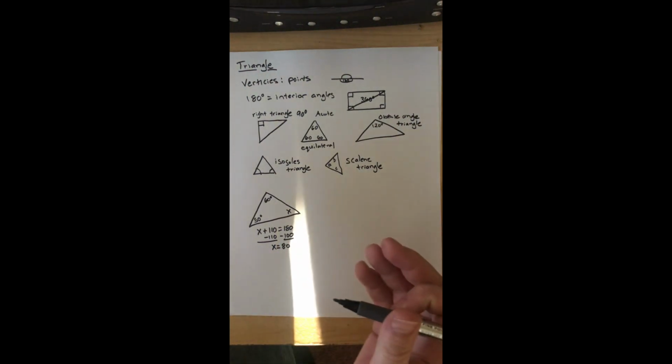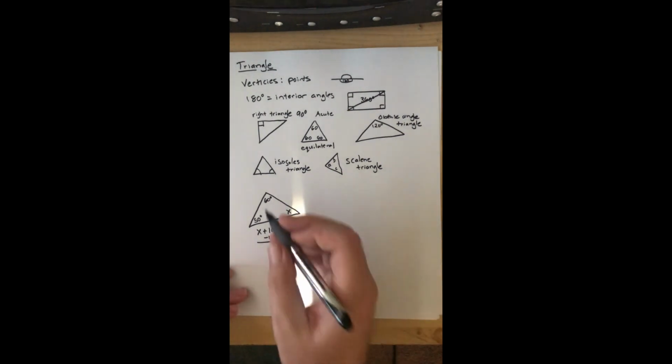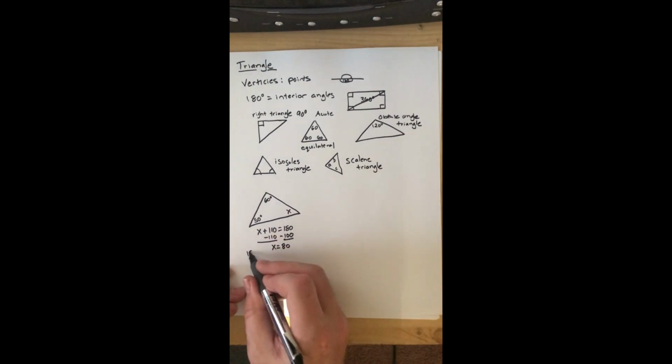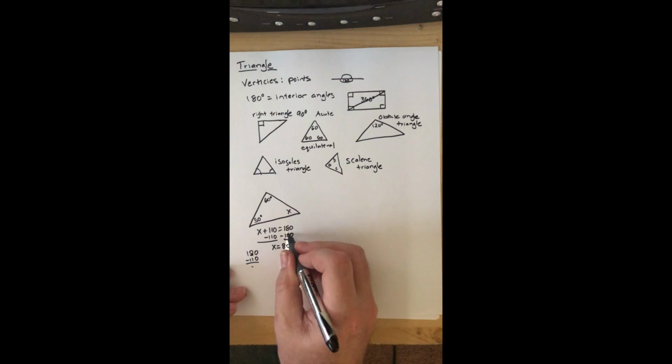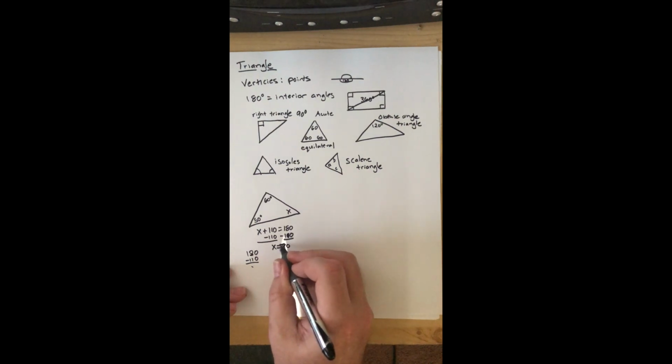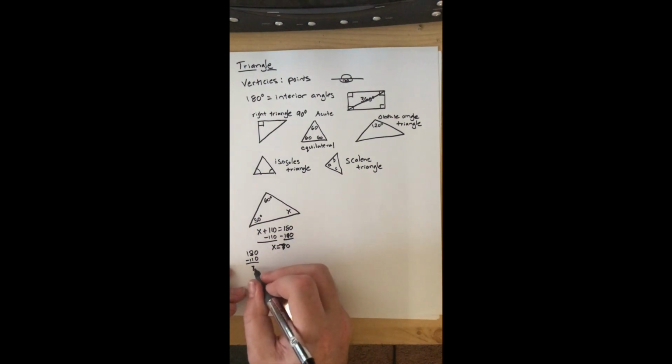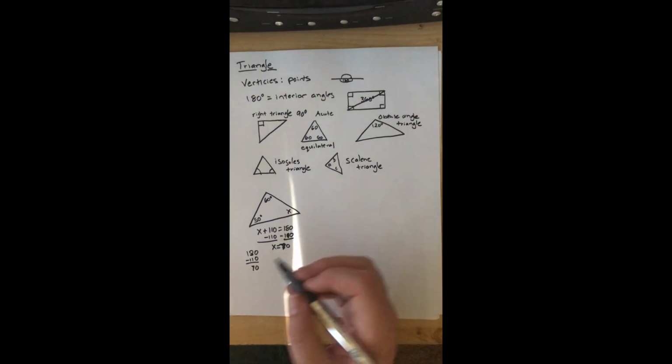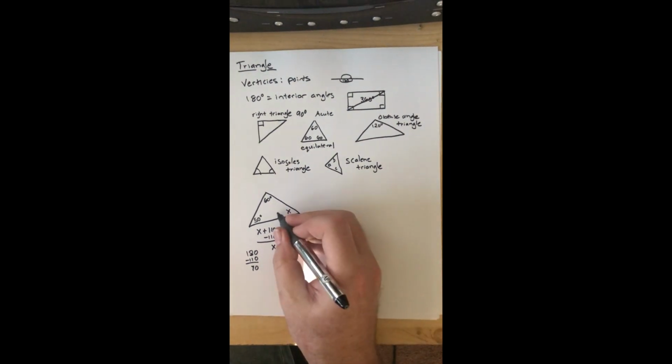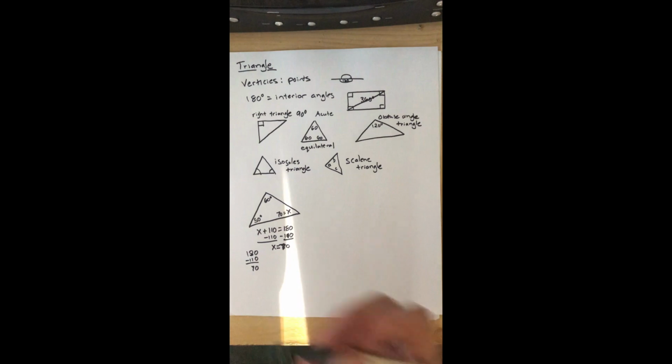Do you have to do it that way? Not always. If you just said, well, that's 110, and I'm going to take 110 away from 180, and, oh, I just did 100 right here. Smart. Anyways, got a 70 there. It's good to check your answers. That would be okay on this problem.